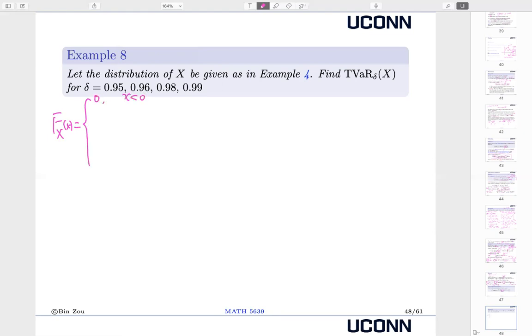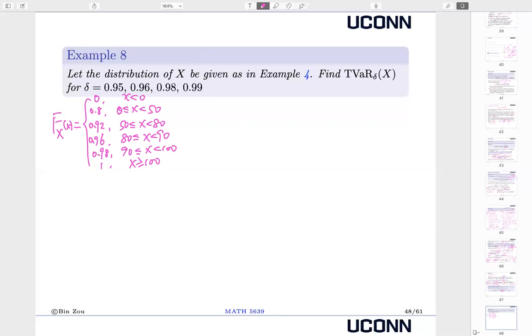this CDF: less than 50, 0.92; greater than or equal to 50, less than 80, 0.96; 0.98 for greater than 90, less than 100; and if x is greater than or equal to 100, my probability is 1. Okay, that is the most important information I get from example 4.